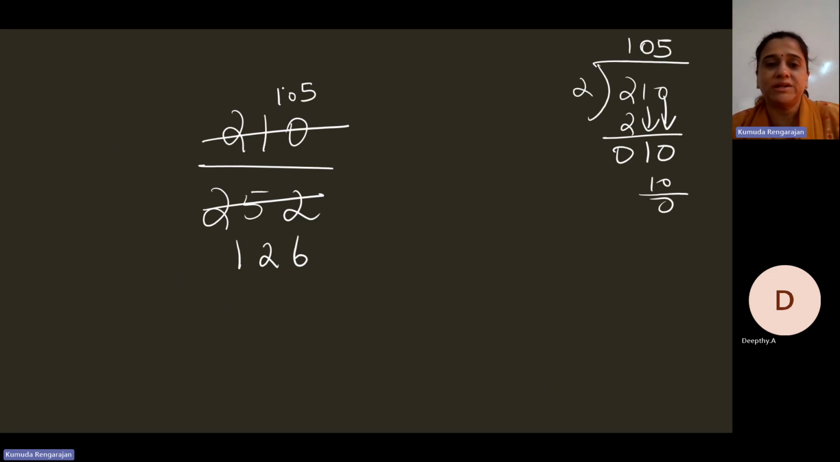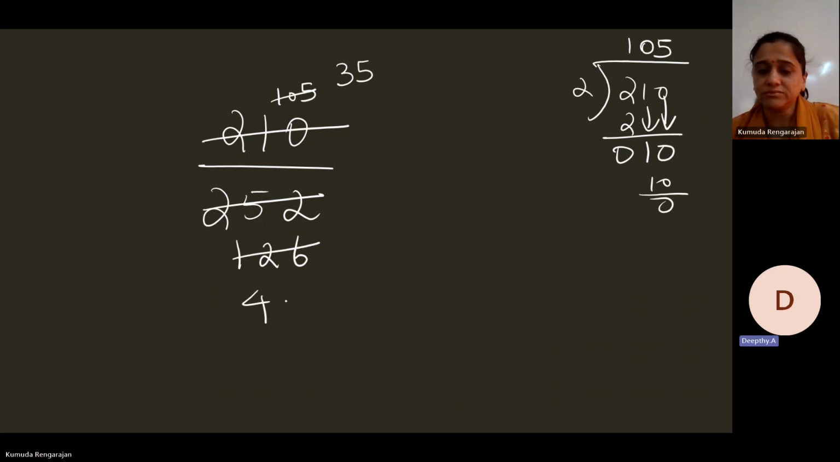Use the test of divisibility. What is 1 plus 5? 6. What's 1 plus 2 plus 6? 9. So both the numbers are divisible by 3. Divide. 3 threes are 9 and 1 remains. 3 fives are 15. 3 fours are 12. 3 twos are 6. Now 35 and 42.